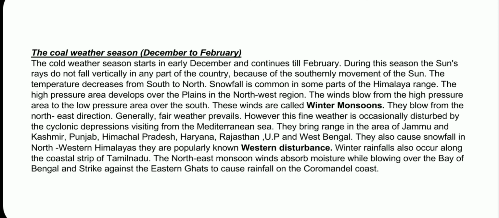They bring rain in the areas of Jammu and Kashmir, Punjab, Himachal Pradesh, Haryana, Rajasthan, UP and West Bengal. They also cause snowfall in the northwestern Himalayas. They are popularly known as western disturbances. Winter rainfall also occurs along the coastal strip of Tamil Nadu. The northeast monsoon wind absorbs moisture while blowing over the Bay of Bengal and strikes against the Eastern Ghats to cause rainfall in the Coromandel coast.